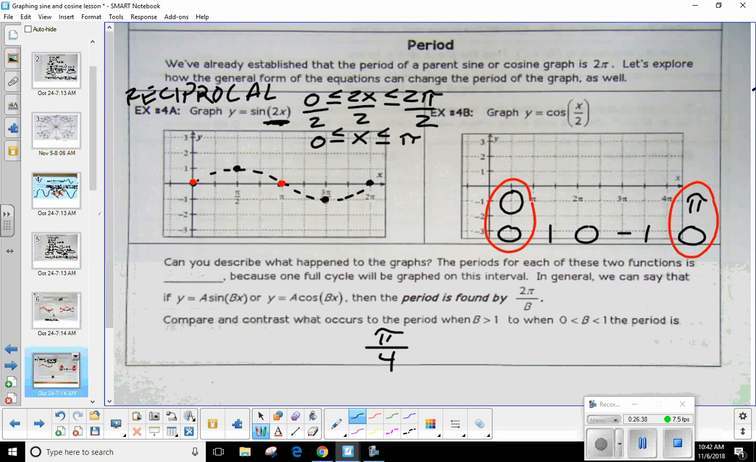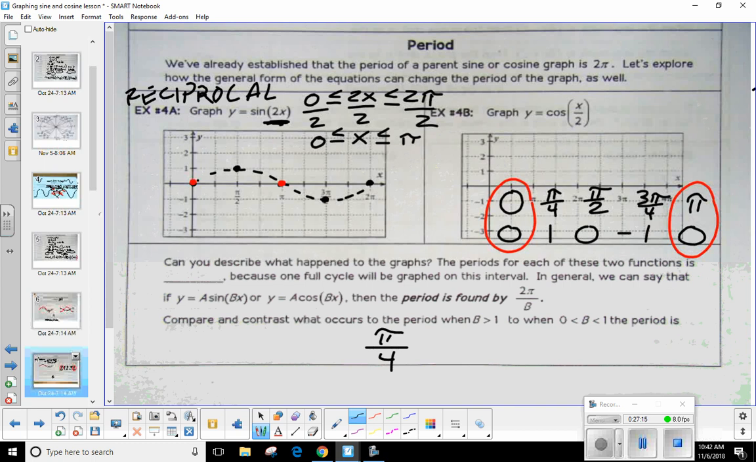So what's 0 plus pi over 4? Pi over 4. Again, what's pi over 4 plus pi over 4? Pi over 2, right? Because that would be 2 pi over 4. Now what's pi over 2 plus pi over 4? 3 pi over 4. And now let's go ahead and check. This should always happen. What's 3 pi over 4 plus pi over 4? Does that give me pi? Yes. So you see, you've got ordered pairs for one full cycle of this function.